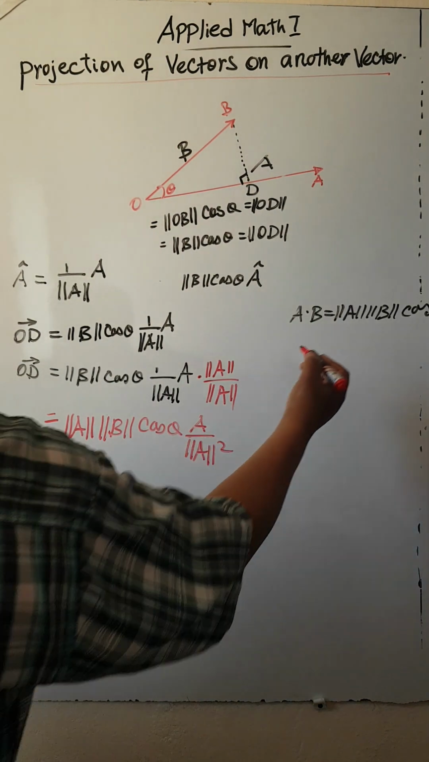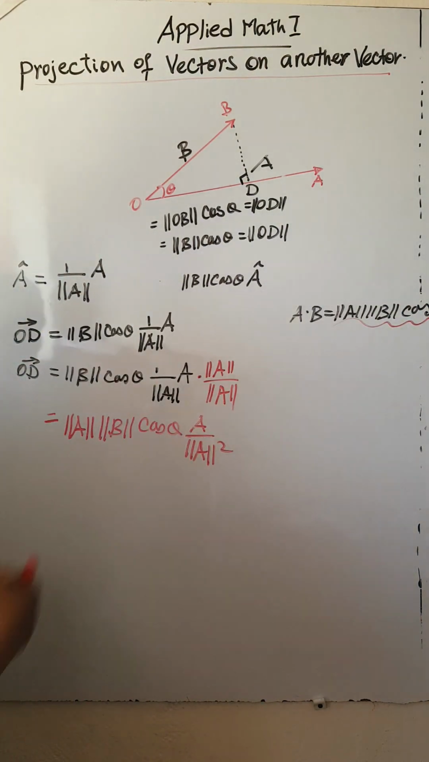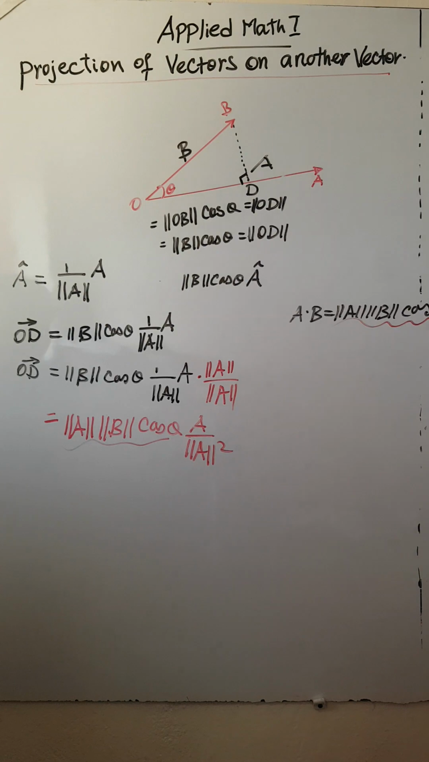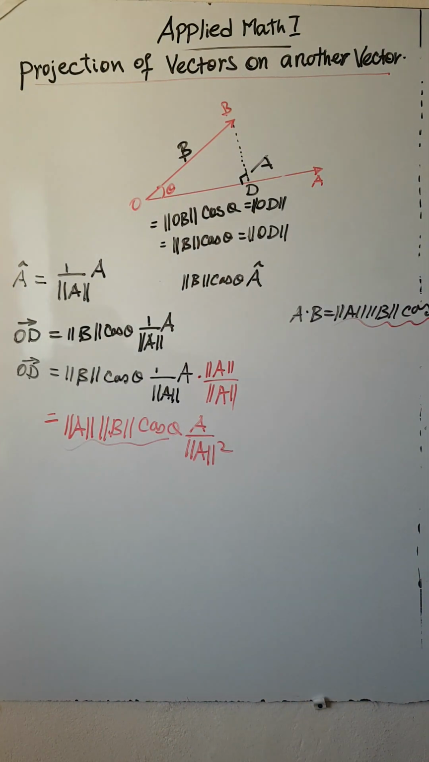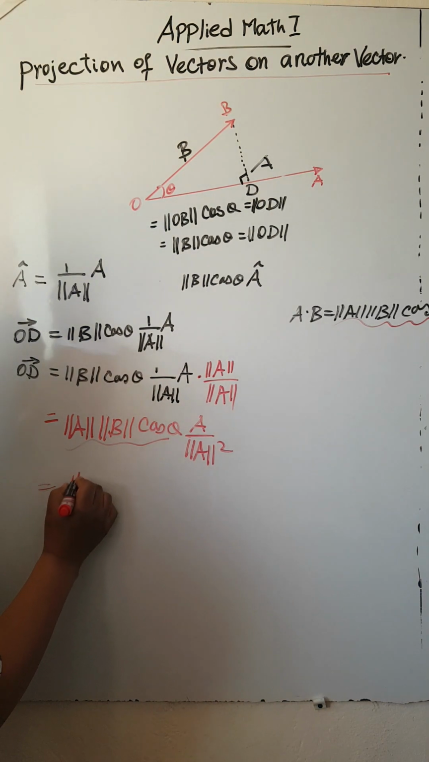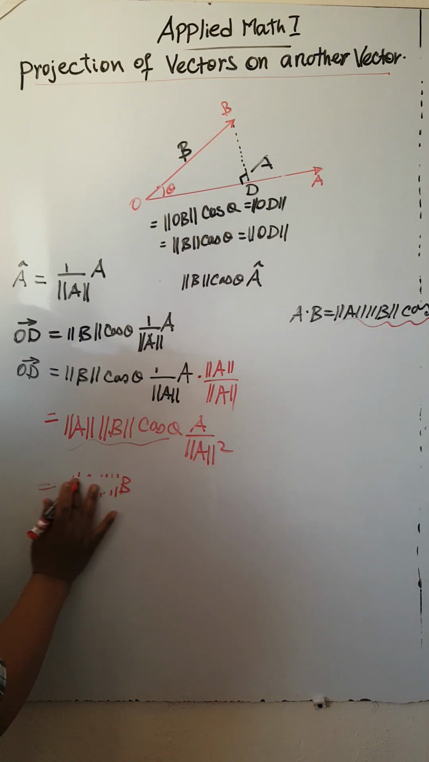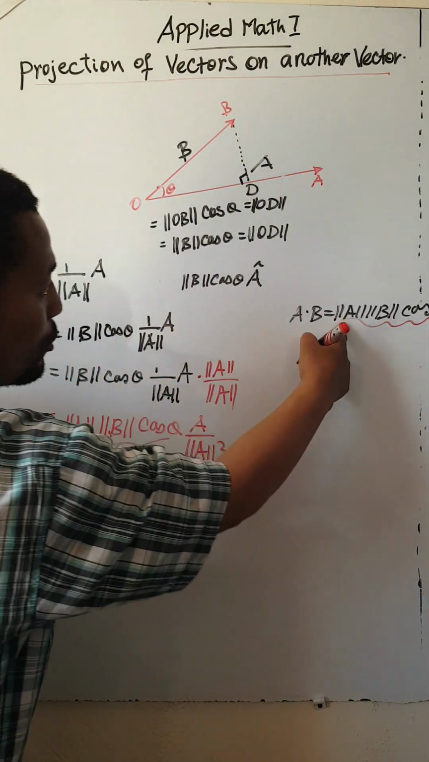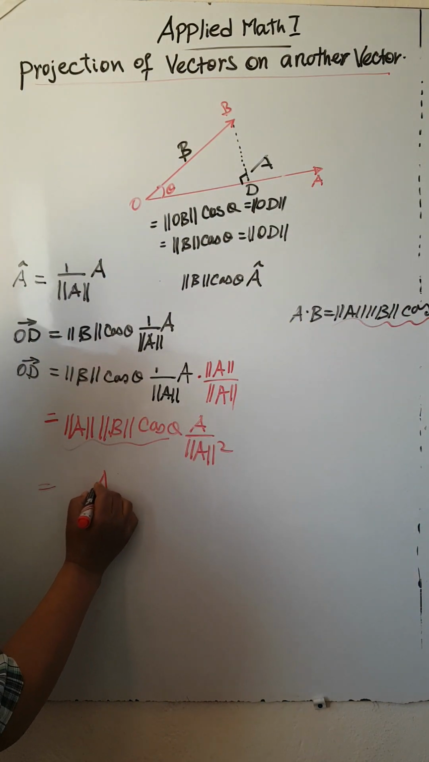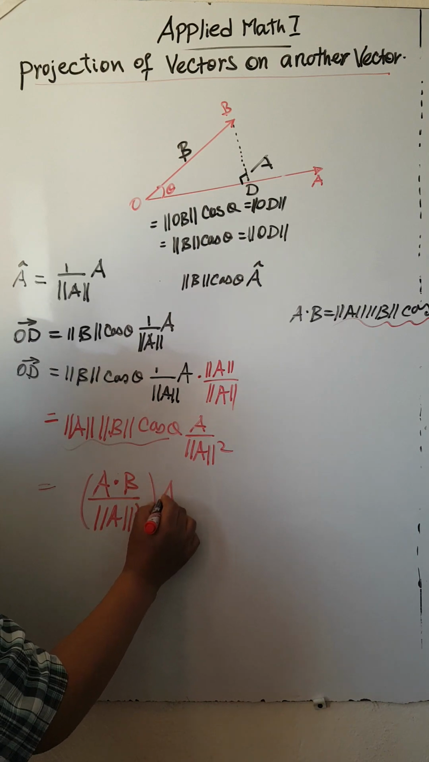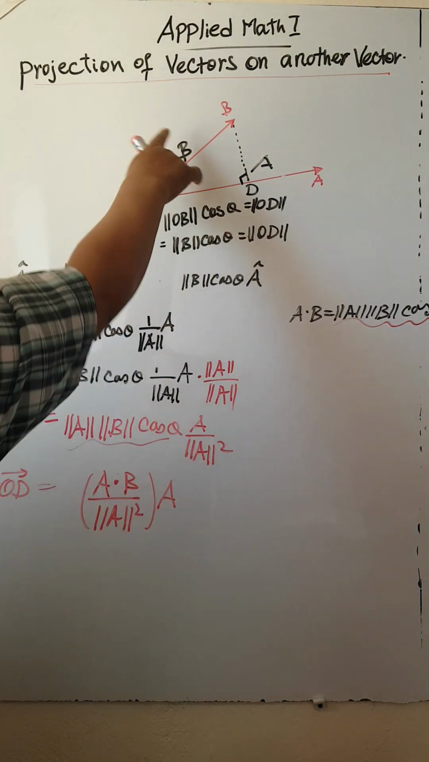So we have in mind norm of A times norm of B, then cosine of theta is A dot B. Okay, A dot B. ስለዚህ ይሄ በA dot B መተካት ይችላል ማለት ነው። If that is so, ይሄ በA dot B መተካት ይችላል. Okay, A dot B is norm of A times norm of B cosine of theta. So እንደዚህ ማድረግ እንችላለን ማለት ነው. This is equal to norm of A, okay, times norm of B cos theta. So this is A dot B, okay, divided by norm of A squared, okay, times A is OD, or projection of B along A.